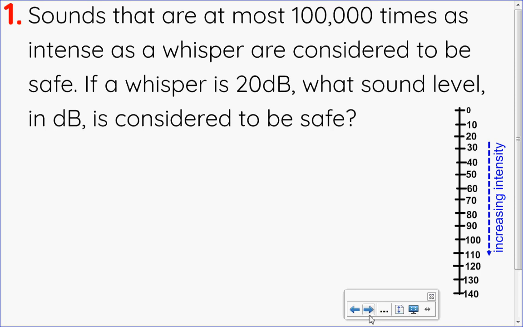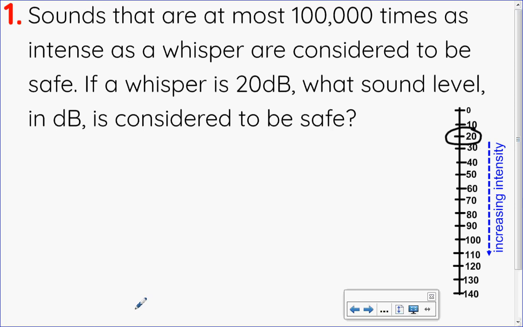So I can see I have my decibel scale on the side here. So 20 decibels, a whisper, is right here. So this would be my whisper. And so I can go up to 100,000 times as intense. Now, every time I go up by 1 unit on that, so from 20 to 30, it's a sound intensity increase of a factor of 10. So I can use my log scales to help me with that.